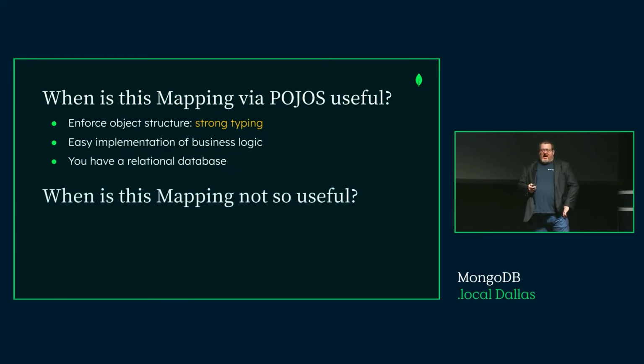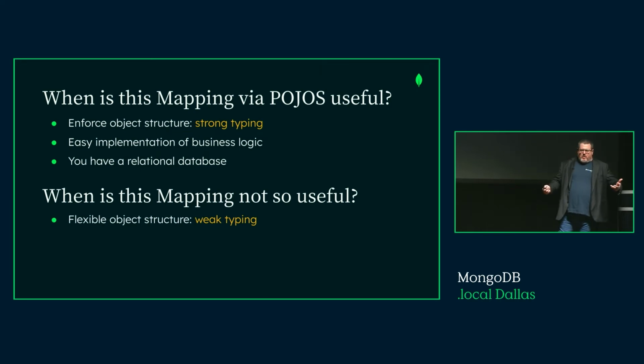So when is this not so useful? When we have a data structure that is going to change. We want to have weak typing. We don't always know that a is going to be an integer. A could be a string, it could be a date, it could be a sub-object, or it could not be there at all. That's when having a hash map is very useful. So weak typing is one example.